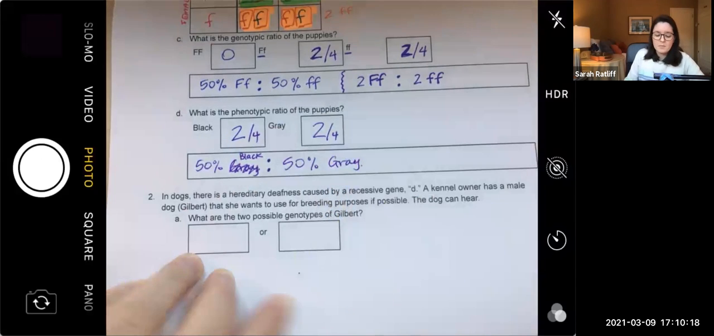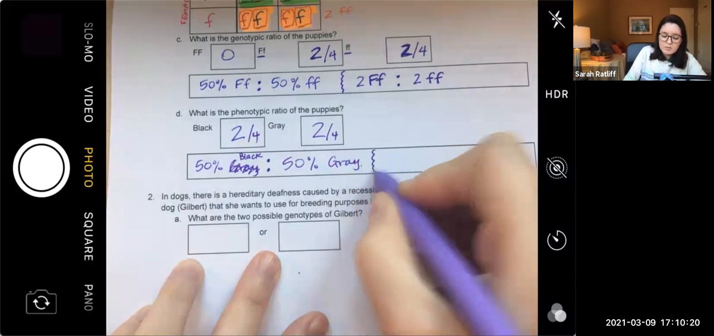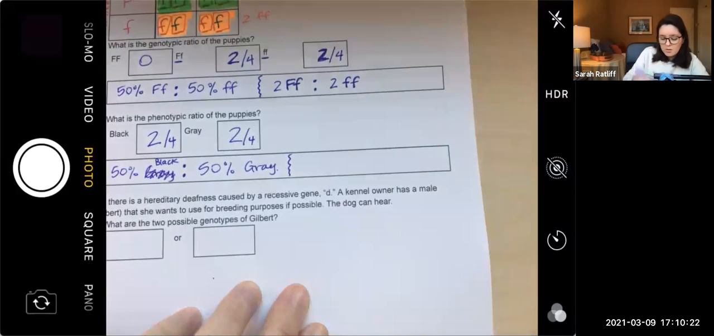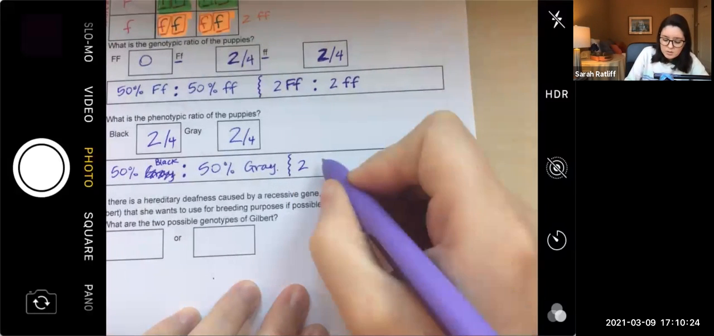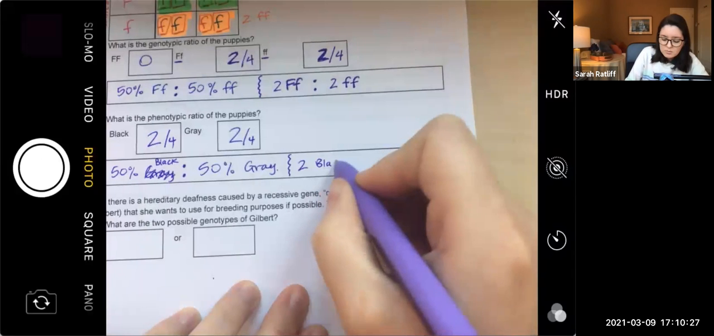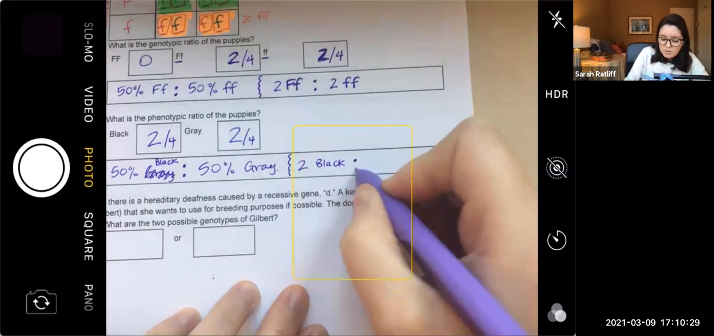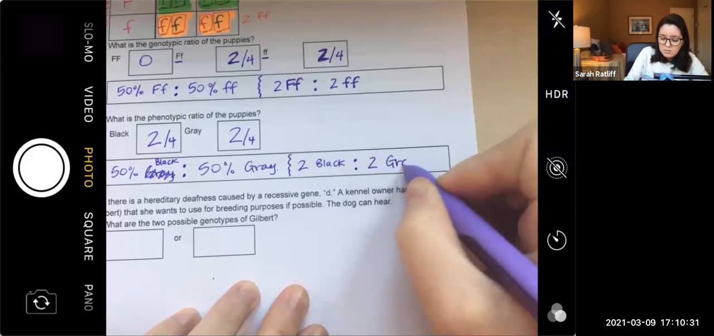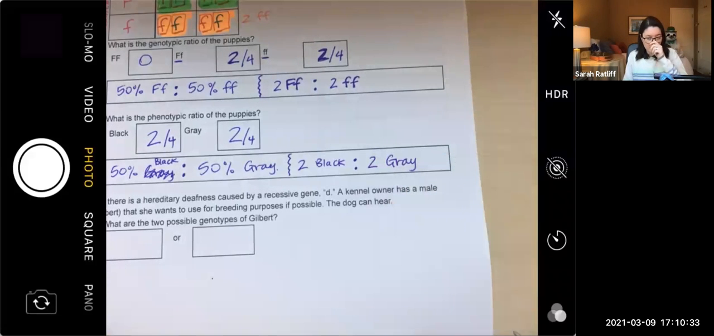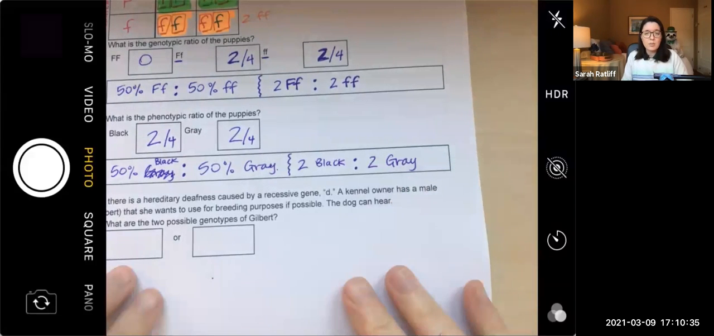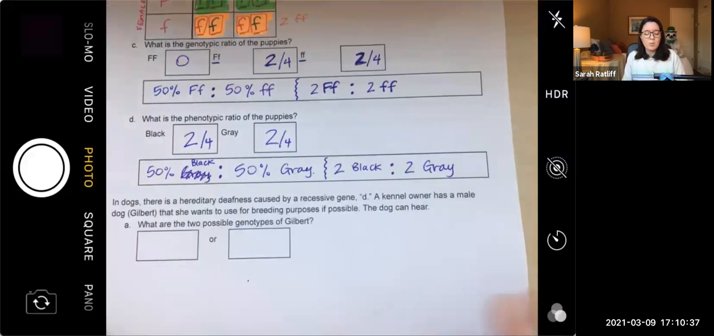Gray. Now, if you like just the numbers, no problem. Let's do those. We have 2 that are black. So 2 that are gray. So there we have it. We finished problem number 1 with our puppies of various coat colors, fur colors.